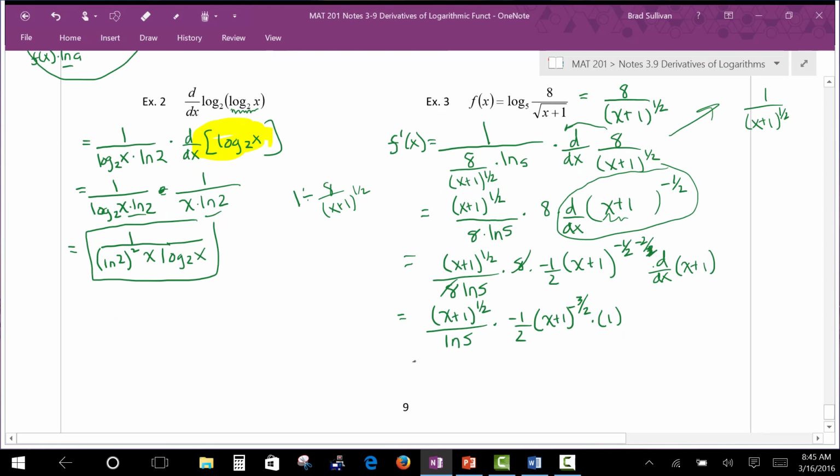What I would suggest for simplifying this: we do have a negative answer, so I'm just going to make this one fraction. I'm going to leave the (x plus 1) to the 1/2 where it is. I'm going to move this thing to the bottom because it has a negative exponent, so it's going to be (x plus 1) to the 3/2. Now let's see, we have a 2 and an ln 5 in the denominator, so let's squeeze that in like that.